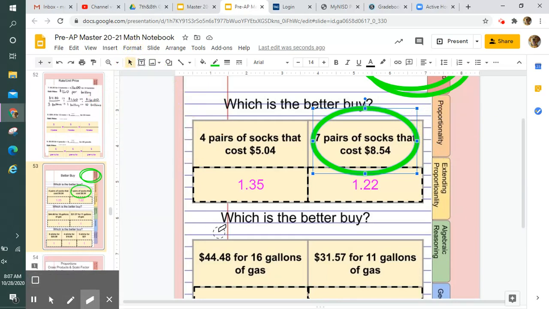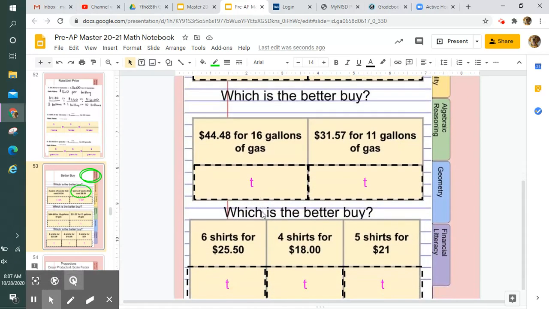So let's try this next one. This next one says, what is the better buy? Is it $44.48 for 16 gallons of gas or $31.57 for 11 gallons of gas?